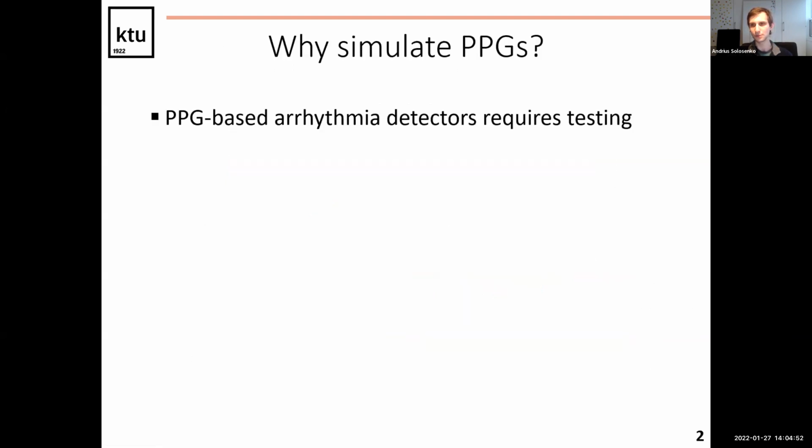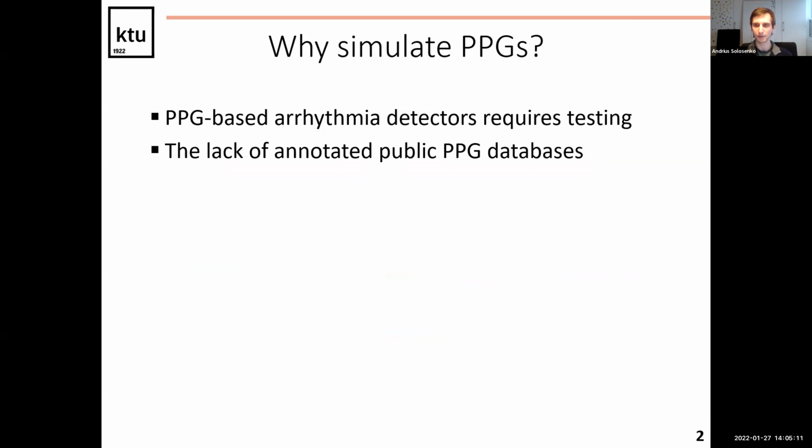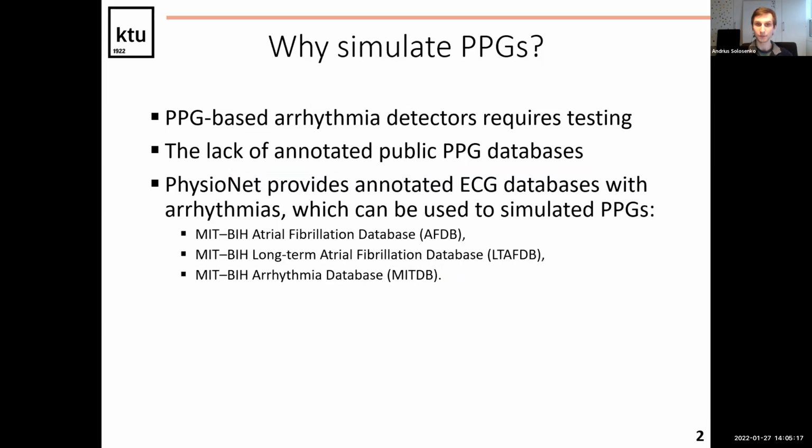So what was the reason to simulate PPGs in our case? The main need for that was that we needed something to assess our PPG-based arrhythmia detectors. It was the main reason for development of that simulator. And there was a lack of annotated PPG signal databases. But since we had other databases which included ECG signals, such as those available in PhysioNet, like the atrial fibrillation database, we thought that maybe we could use these databases to generate the PPG.